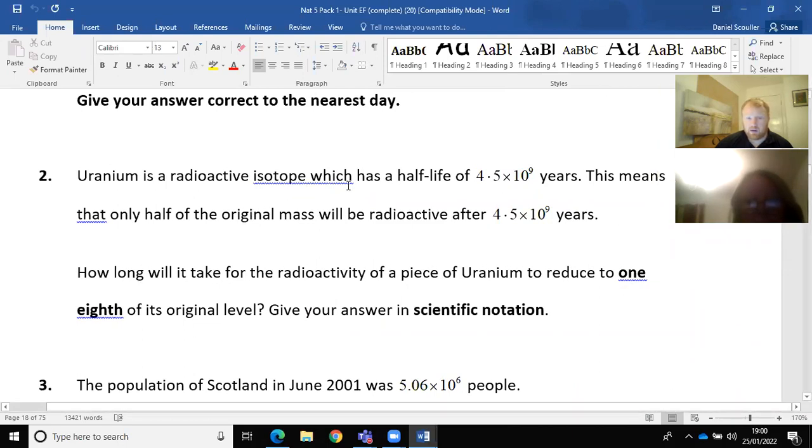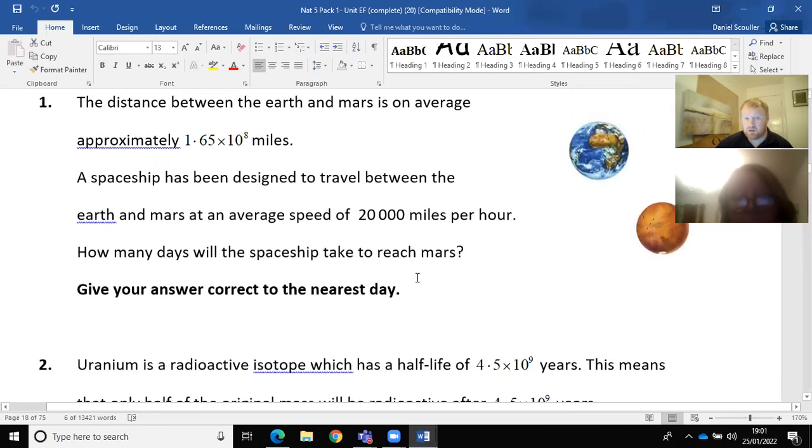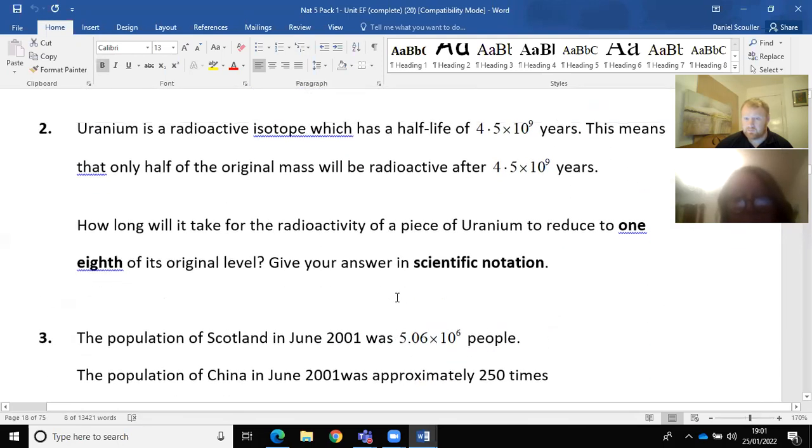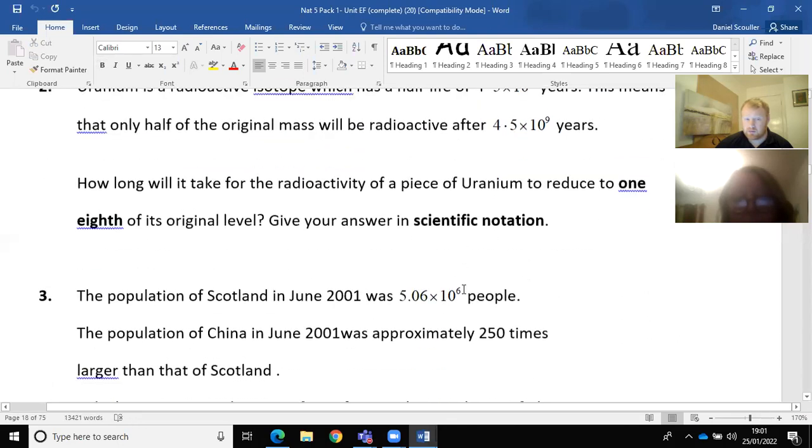Uranium is a radioactive isotope with a half-life. This means that only half the original mass will be radioactive after that amount of time. How long will it take for the radioactivity of a piece of uranium to reduce to 1/8 of its original level? Give your answer in scientific notation. So in the exam it will tell you to give your answer in scientific notation, or give your answer to the nearest day, things like that. So that's the way you're going to see them.